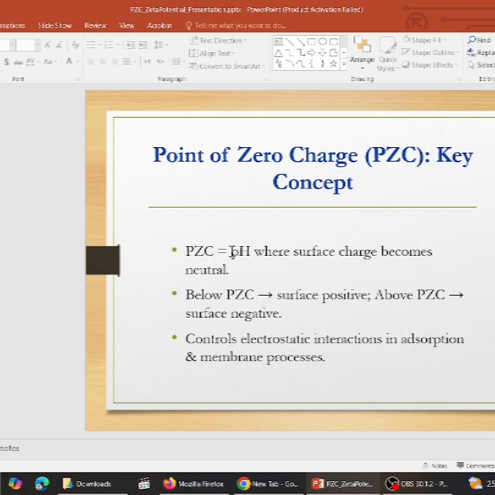So all the charges become neutral or zero. Below this point the surface is positive, and above it the surface becomes negative. If the surface is positive, it will attract negative pollutants, and if the surface is negative, it will attract positive pollutants. So this decides which pollutant you are going to study for your adsorbent or membrane, and it controls the electrostatic interactions in adsorption and membrane processes.